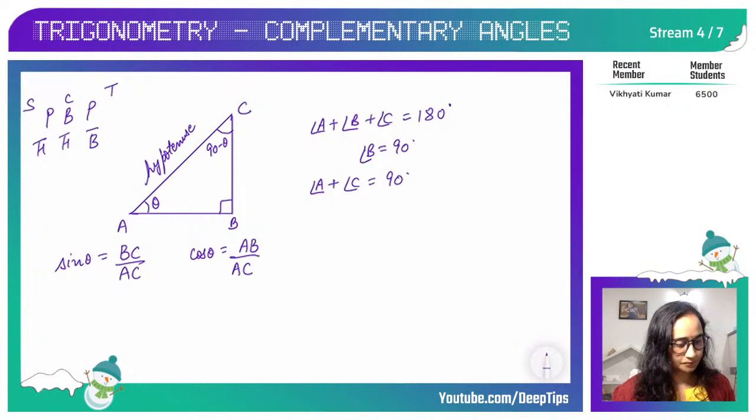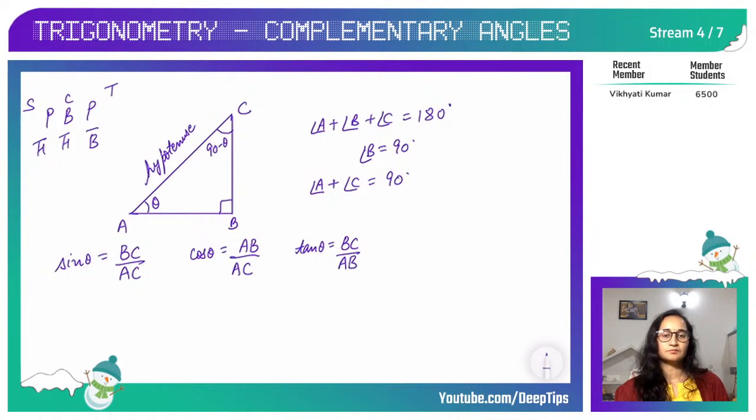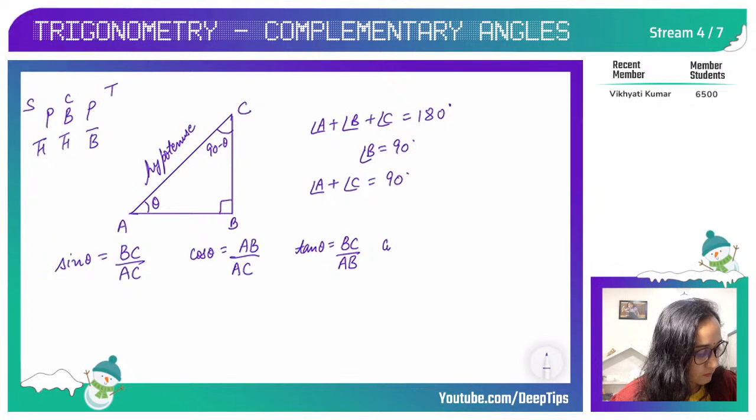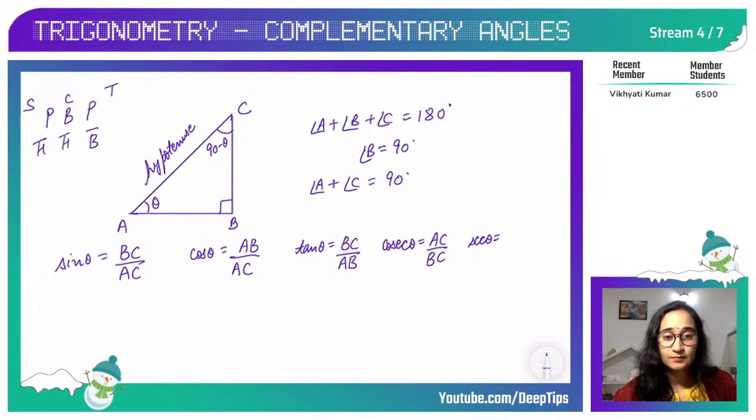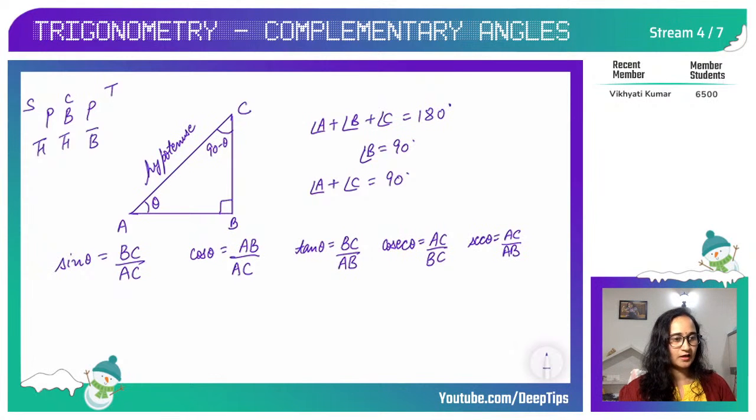Okay, now I have tan theta. Tan theta is perpendicular upon base. So perpendicular is BC and base is AB. Correct? So if I write now cosecant theta, that is just the reciprocal of sine theta. So I can write directly AC by BC. And my secant theta is the reciprocal of cos theta. So AC by AB. Okay.